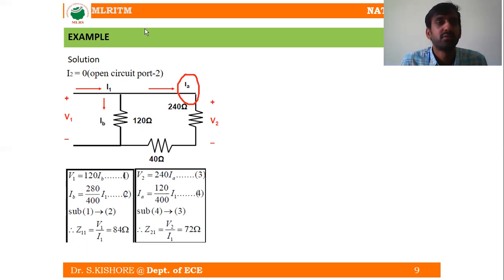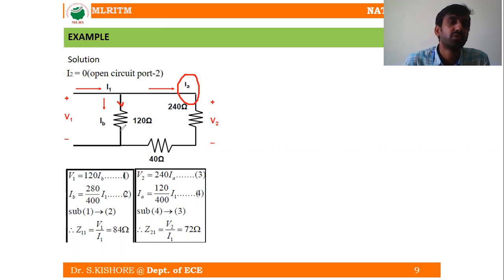So now, when the current is IB here, V1 is equal to 120 into IB. Now I am writing the expression for IB. What could be the IB here? This is the current IB.